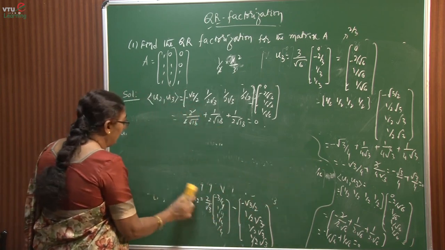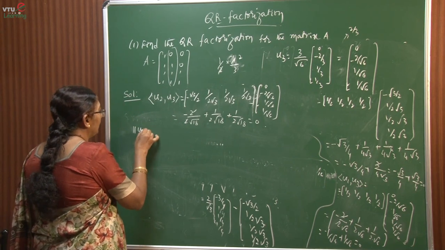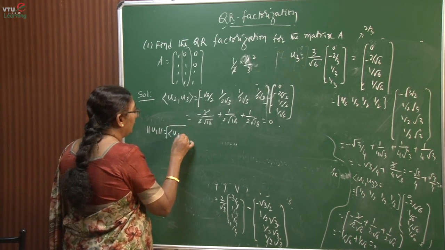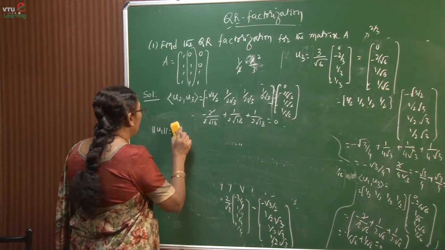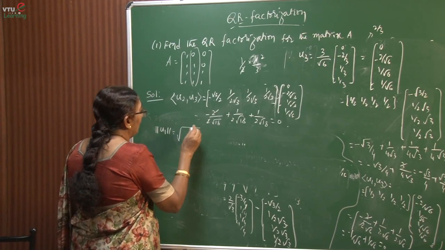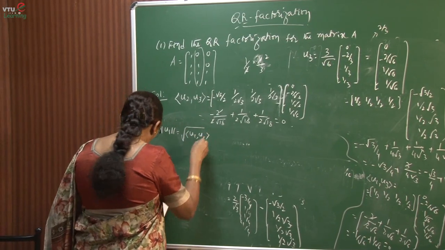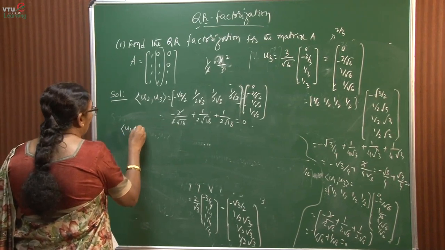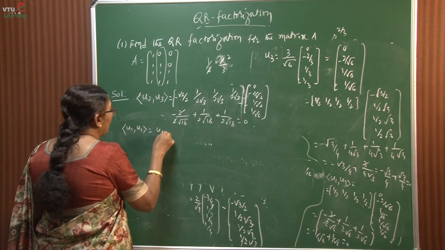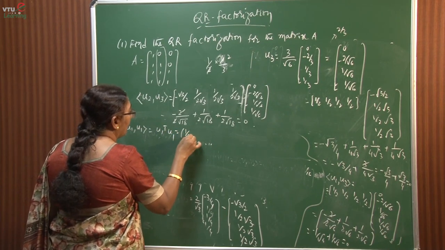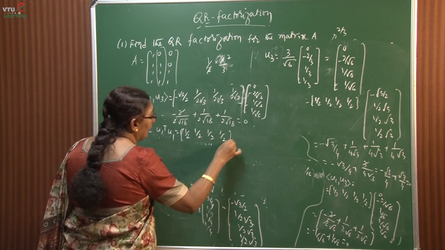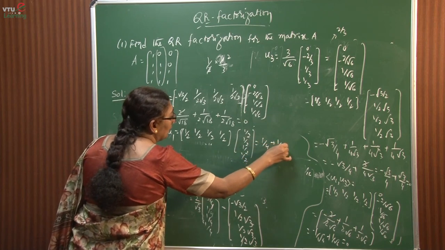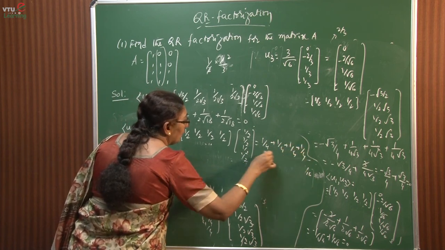And also I have to verify the norm of this. What is the U1 norm? It is the square root of the inner product of U1 comma U1. Please try to understand: to find the norm we take the inner product of U1 comma U1, which is U1 transpose into U1, that is half into half, and so on. We get 1 by 4 each term; just multiply it. What do we get? The answer is 1.